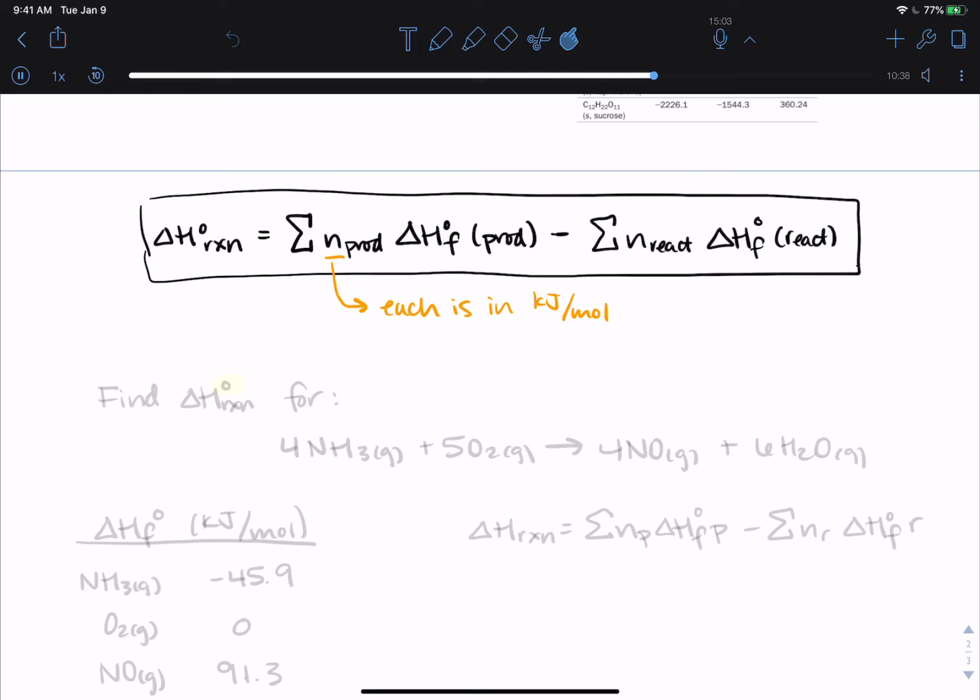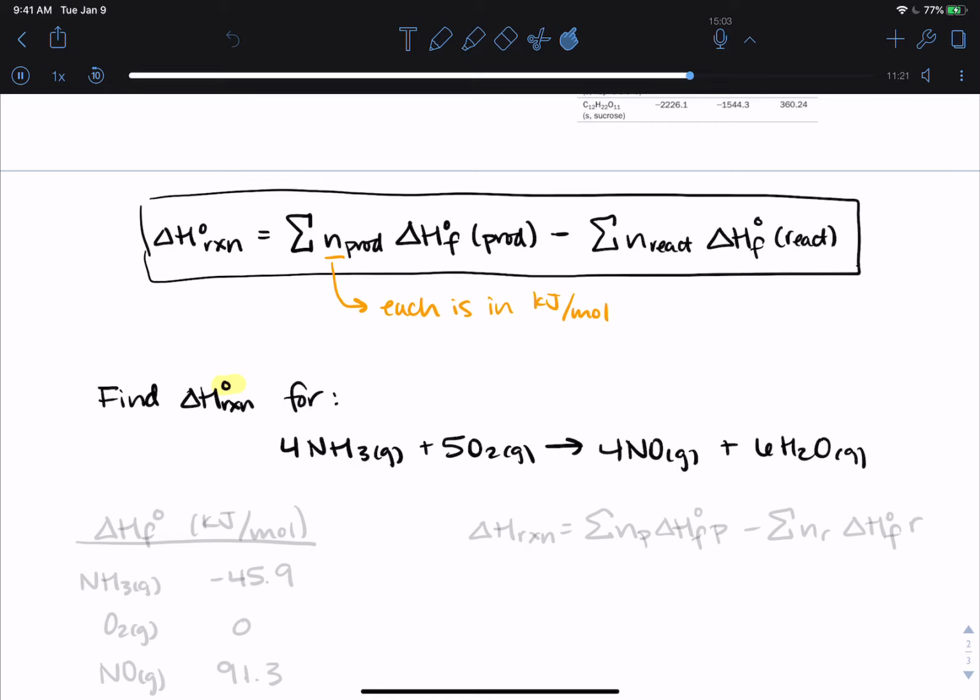An example of what this might look like is that you could just be given the problem, find delta H reaction standard for, and then you're given a reaction. So I'm going to put the reaction in a second. The key here is this little circle at the top. If you see the little circle, it means you can use enthalpies of formation. So the reaction we're doing is 4NH3 gas plus 5O2, also a gas, turning into 4NO gas plus 6H2O gas.